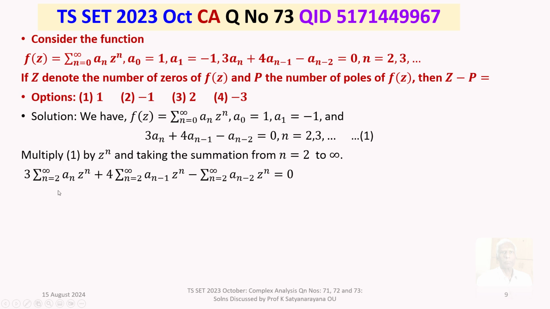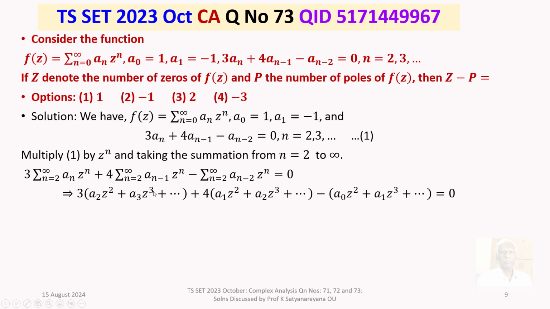Let's now expand, see what happens. So 3 times, n = 2 means a_2 z^2 + a_3 z^3 + a_4 z^4 + and so on, plus 4 times n = 2. a_{n-1} means a_1 z^2 + a_2 z^3 + so on, minus n = 2 means a_0 z^2 + a_1 z^3 + and so on. Agreed. If you see carefully, this a_2 z^2 + a_3 z^3 + so on is f(z) minus the first two terms, that is minus a_0 minus a_1 z.